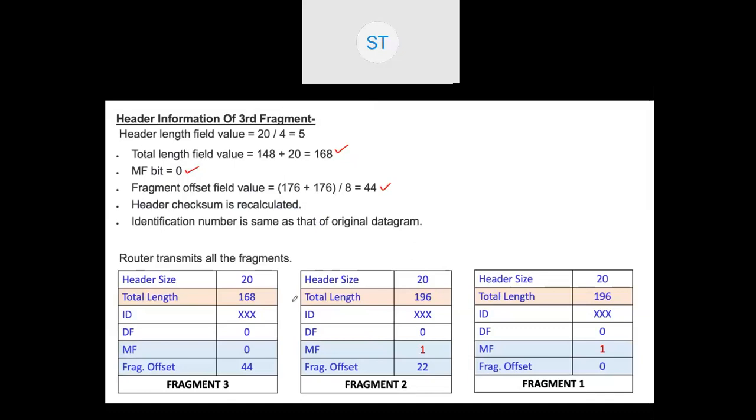So at the destination, it will arrange the packet on the basis of offset. So first packet is offset 0, second packet is offset 22, third packet is offset 44. So immediately what you can see is MF is 1, and for the last fragment it is 0, and the total length is this. Clear?